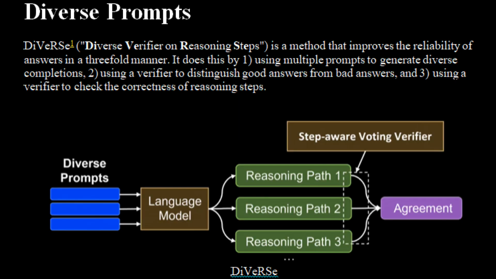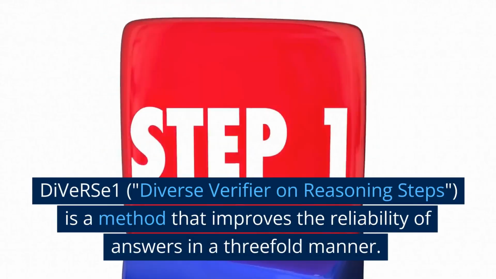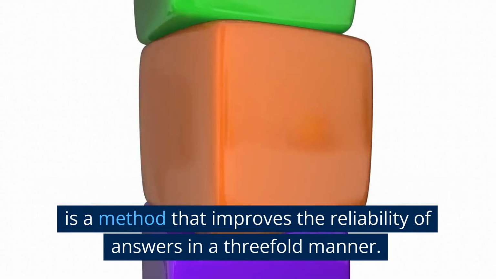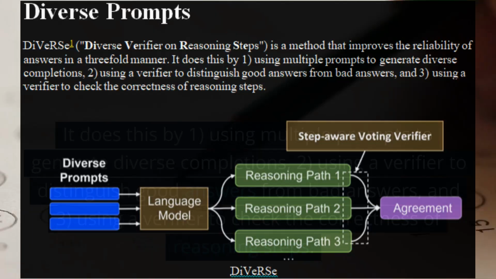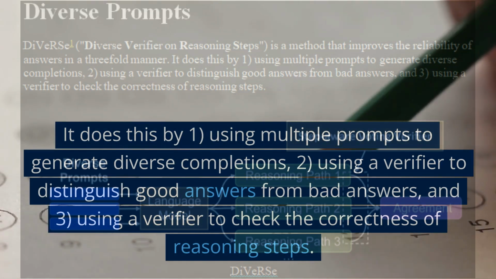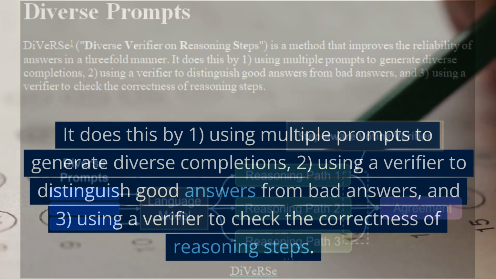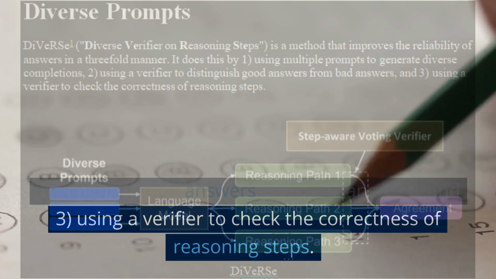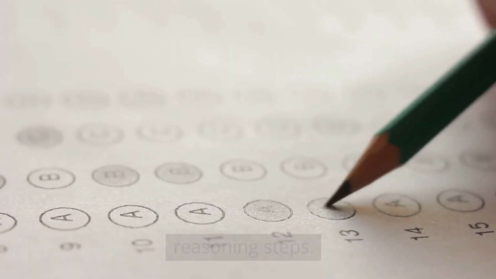Diverse prompts. Diverse verifier on reasoning steps is a method that improves the reliability of answers in a threefold manner. It does this by, one, using multiple prompts to generate diverse completions; two, using a verifier to distinguish good answers from bad answers; and three, using a verifier to check the correctness of reasoning steps.